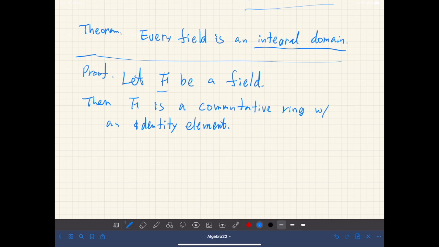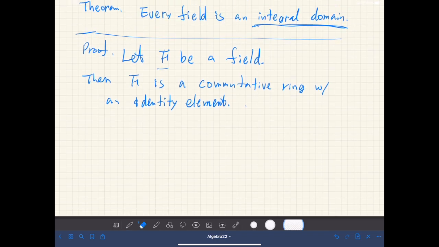So this almost satisfies the definition of an integral domain. The only thing that is still lacking is the absence of proper divisors of 0. So all we need to show is that there are no proper divisors of 0 in a field. Okay, so that's what we're going to do.